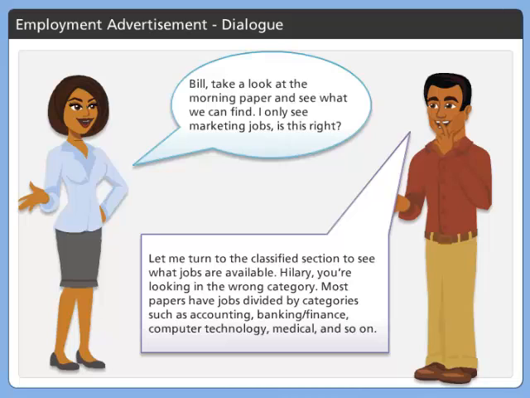Bill, take a look at the morning paper and see what we can find. Let me turn to the classified section to see what jobs are available. I only see marketing jobs, is this right? Hillary, you're looking in the wrong category. Most papers have jobs divided by categories such as accounting, banking finance, computer technology, medical, and so on.